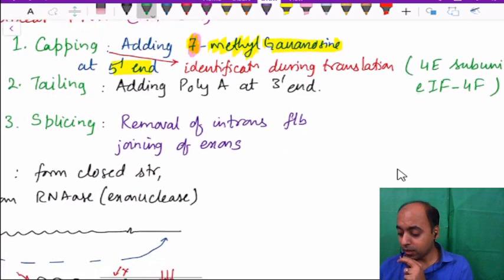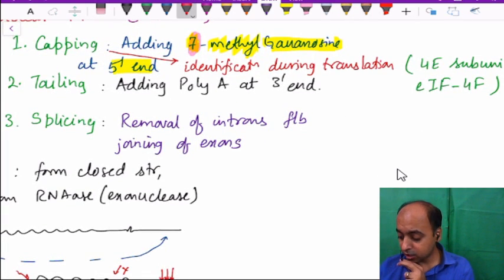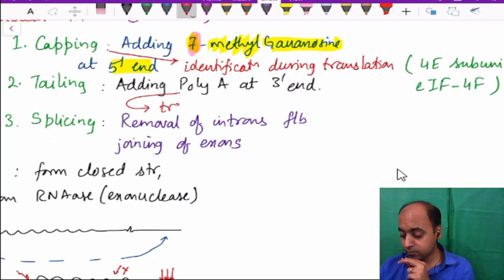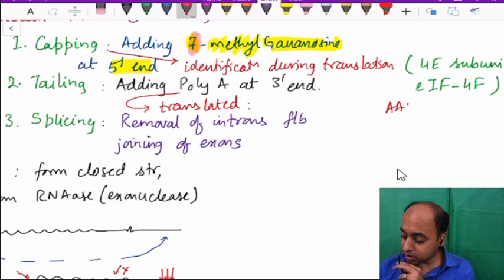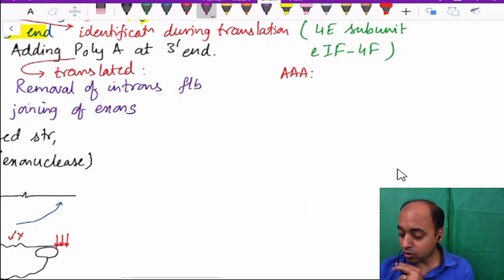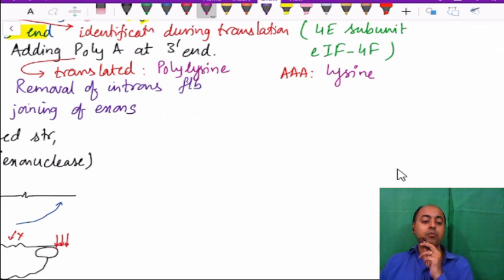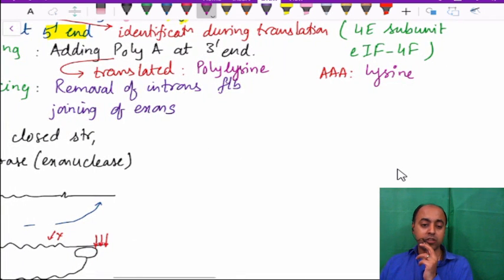Okay, one additional important question which is asked is, if you translate the poly A tail, which amino acid are you going to get? In other words, which is the amino acid coded by the codon AAA? The answer is lysine, and therefore when you translate it you get polylysine. We have repeating AAA subunits, so we get the polylysine.